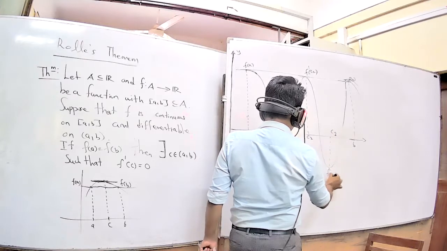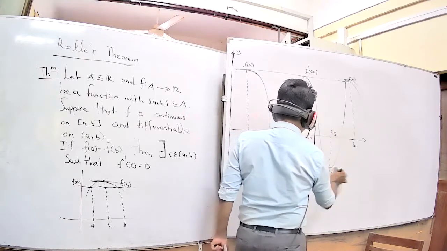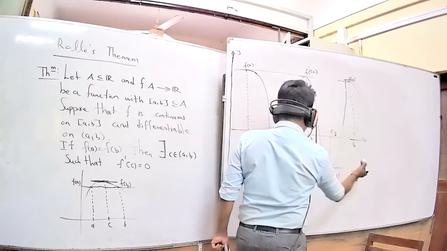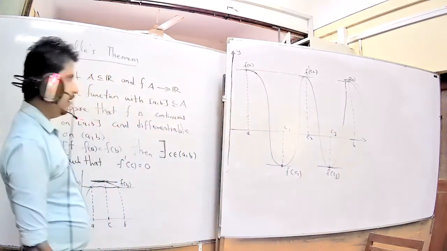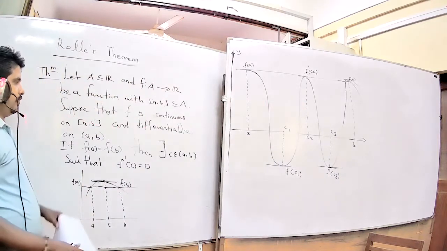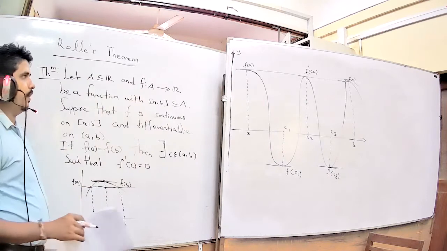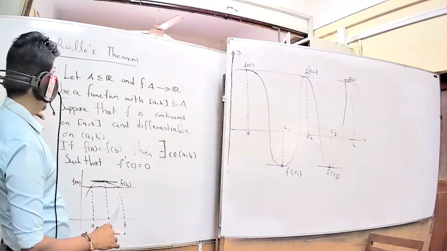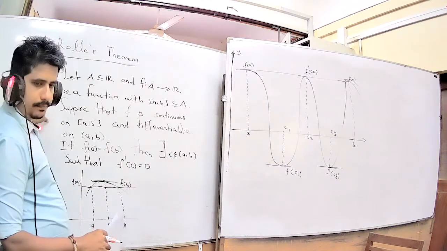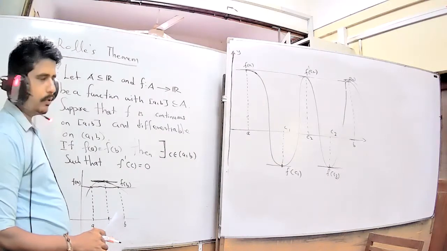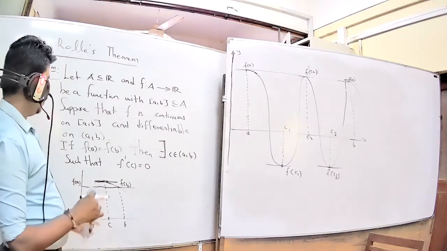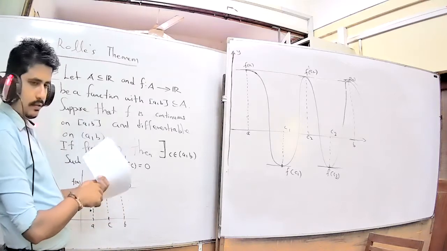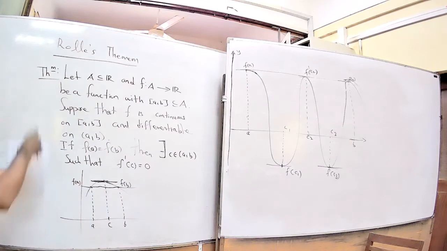At c3, the tangent is 0, that means f dash of c3 equals 0, right? At least one point is satisfying, and there may be more points also satisfying. Okay, this is Rolle's theorem. Now we will do some problems under Rolle's theorem. You can easily prove this theorem, but our purpose is to use this theorem and do some examples.